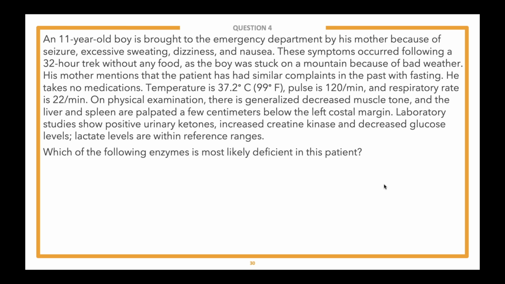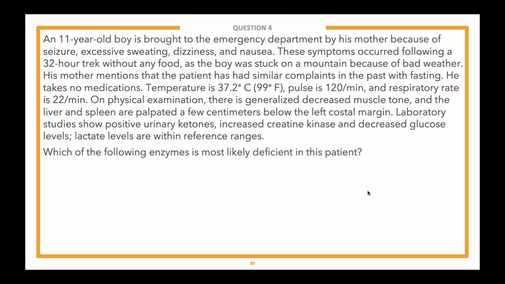He takes no medications. Temperature is 37.2 Celsius or 99 Fahrenheit, pulse is 120, and respiratory rate is 22. On physical examination, there is generalized decreased muscle tone, and the liver and spleen are palpated a few centimeters below the left costal margin. Laboratory studies show positive urinary ketones, increased creatinine kinase, and decreased glucose levels. Lactate levels are within reference ranges. Which of the following enzymes is most likely deficient in this patient?